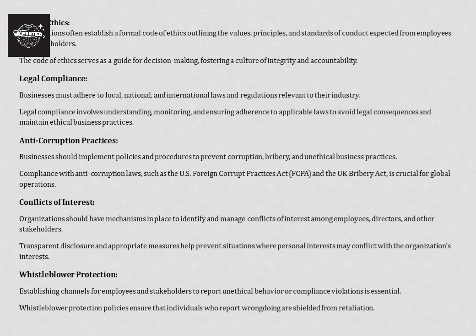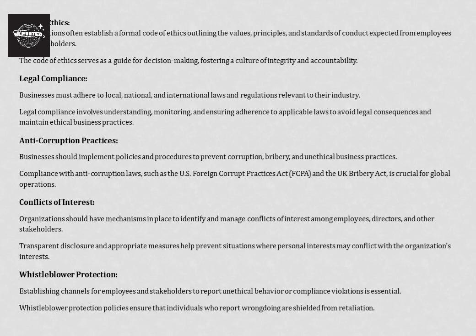Code of ethics. Organizations often establish a formal code of ethics outlining the values, principles, and standards of conduct expected from employees and stakeholders. The code of ethics serves as a guide for decision-making, fostering a culture of integrity and accountability.